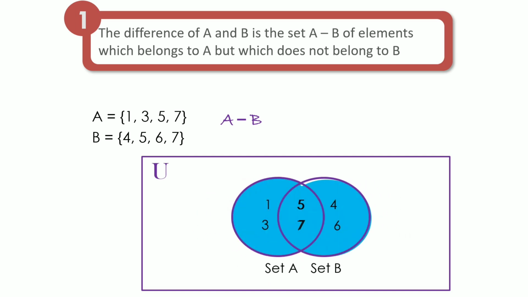However, since we need to solve A minus B, we have to deduct the elements of B in this diagram. The remaining elements would be 1 and 3. Thus, A minus B is equal to 1 and 3.